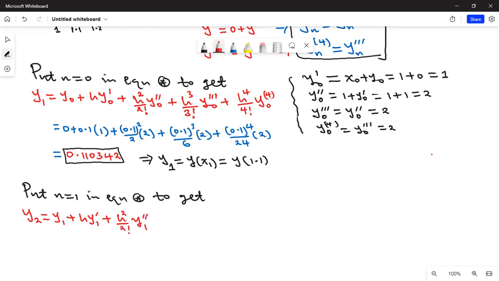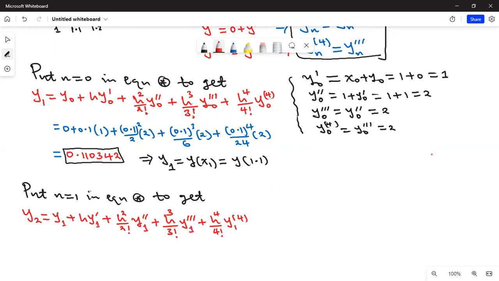y1 double prime plus h cubed over 3 factorial y1 third prime plus h raised to 4 over 4 factorial y1 the fourth derivative. Remember, there are other terms which we are neglecting. We are approximating up to the fourth order term so that the missing terms will constitute the error term.